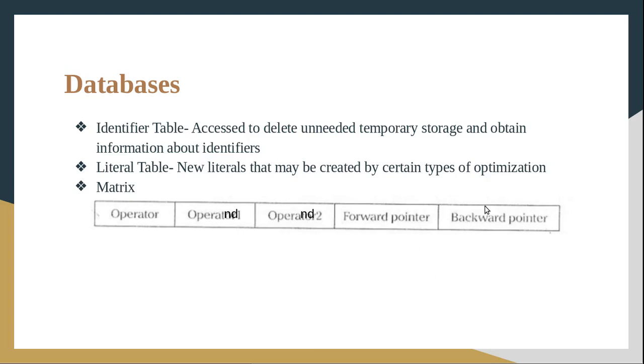Then what does the backward pointer mean? It allows the backward chaining through the matrix. As I told you, if you are deleting any entry from the matrix, we have to modify or rearrange our matrix. For that we are using the backward pointer. So the backward pointer is the index of the previous entry in the matrix.